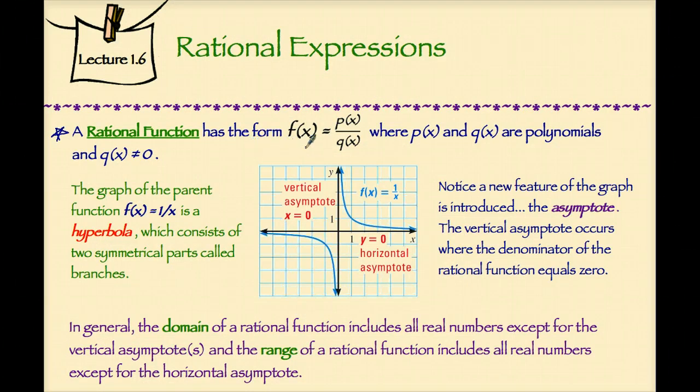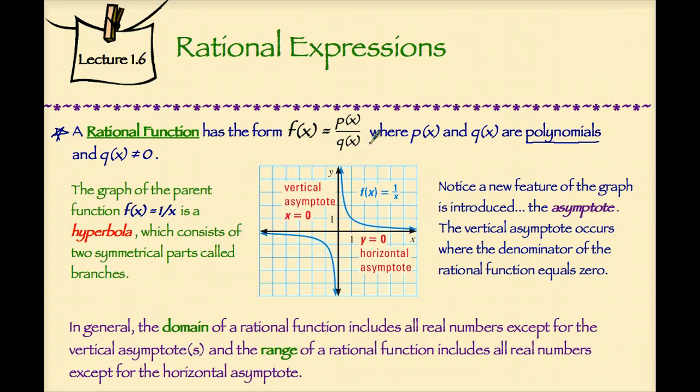A rational function has the form f of x equals p of x over q of x, where p of x and q of x are polynomials. And q of x cannot be 0. Why? Because q of x is in the denominator of a fraction. As we all know, you can't have 0 in the denominator of a fraction.